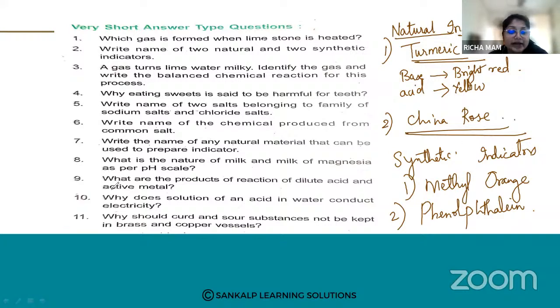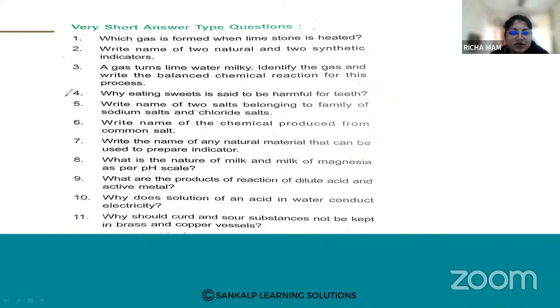The spelling should be correct. If you write wrong spellings, then your answer will be wrong, so write the spellings properly. Let us go for the third question.